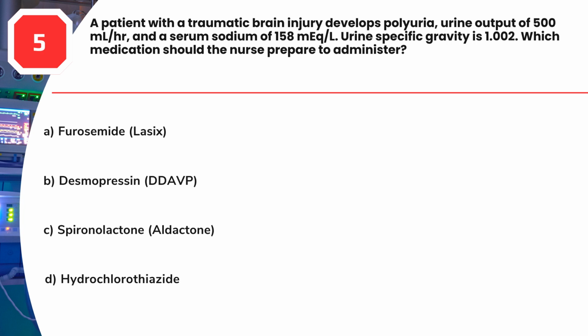Question 5. A patient with a traumatic brain injury develops polyuria, urine output of 500 ml per hour, and a serum sodium of 158 milliequivalent/L. Urine-specific gravity is 1.002. Which medication should the nurse prepare to administer? A. Furosemide, Lasix. B. Desmopressin, DAP. C. Spironolactone, Aldactone. D. Hydrochlorothiazide.